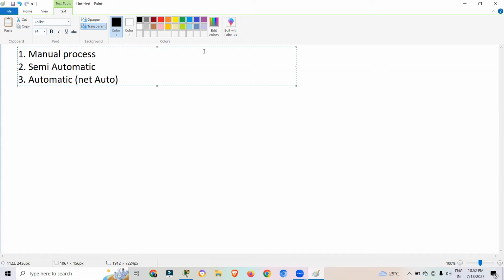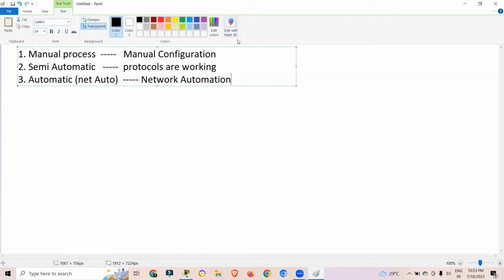If I talk in networking language, the manual process is called manual configuration. The second one, the semi-automatic: in networking we will not say semi-automatic, we will say protocols. Semi-automatic means some protocols are working here. And the fully automatic, we call network automation.